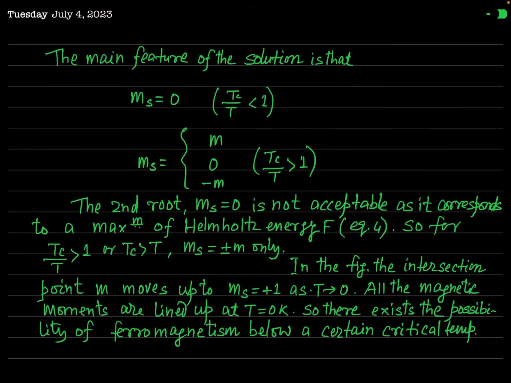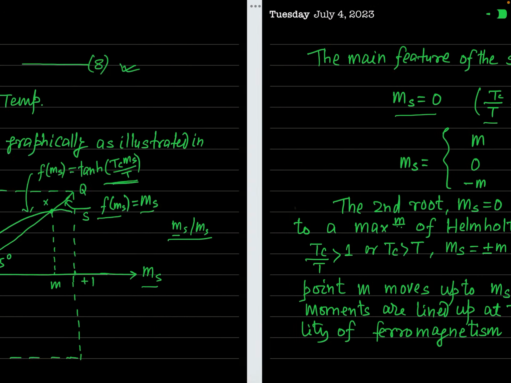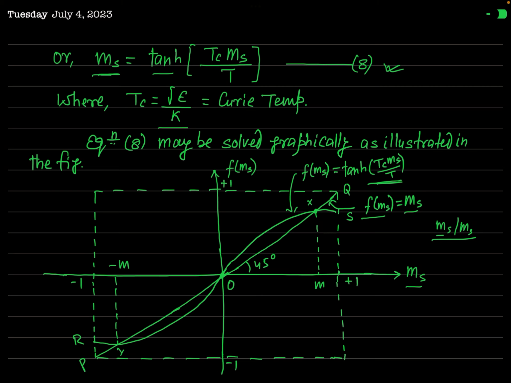What are the solutions? You can see from this graph that ms is equal to 0 when Tc over T is less than 1. It means that when the critical temperature or Curie temperature is less than the temperature T of the experiment, then ms is equal to 0. This represents the point of intersection at the origin.